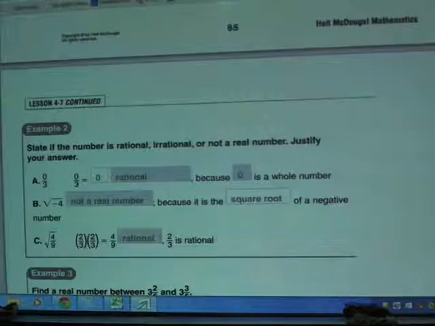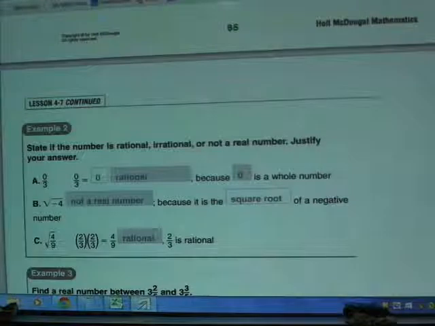Now in B, they're asking me to take the square root of a negative number. Remember, as we said earlier, there is no number that I can multiply by itself to make a negative. So there's nothing that's going to exist here that I can take the square root of to make a negative. So in that particular question, that's not going to be a real number at all. It's not rational, it's not irrational, it's not real. It doesn't even really exist except in this concept of imaginary numbers, which you'll see later on in your mathematical careers.